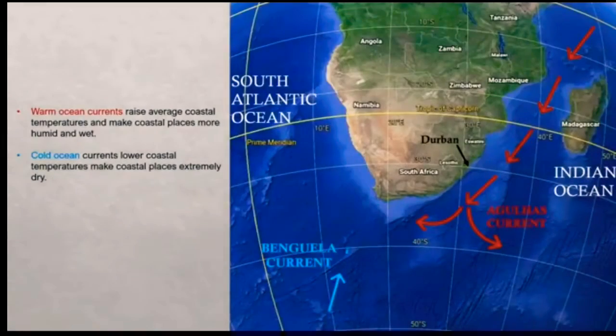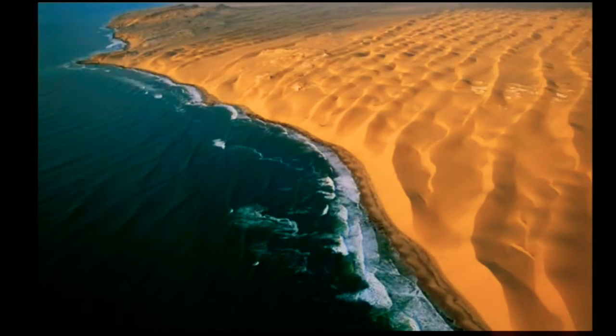The current flowing in the South Atlantic Ocean is the cold Benguela current. This current brings cold water from the South Pole, and due to the cold temperatures of the water, very little evaporation occurs along this coastline, and the climate is extremely dry throughout the entire year.